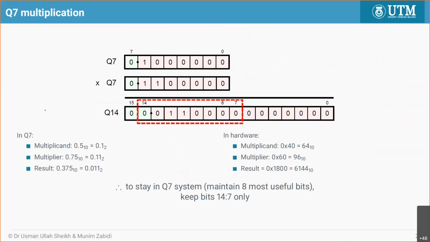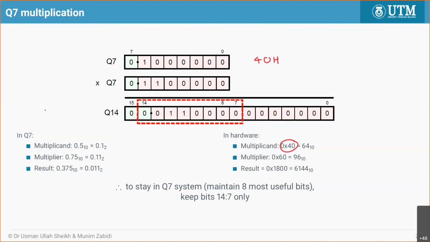So what happens when you multiply? When you have numbers, you can add or you can multiply. Addition in Q format is straightforward, but when you multiply, you actually get a bigger number. The reason is this number is Q7, but in hardware it's actually 40 hex, which is 40 hexadecimal.